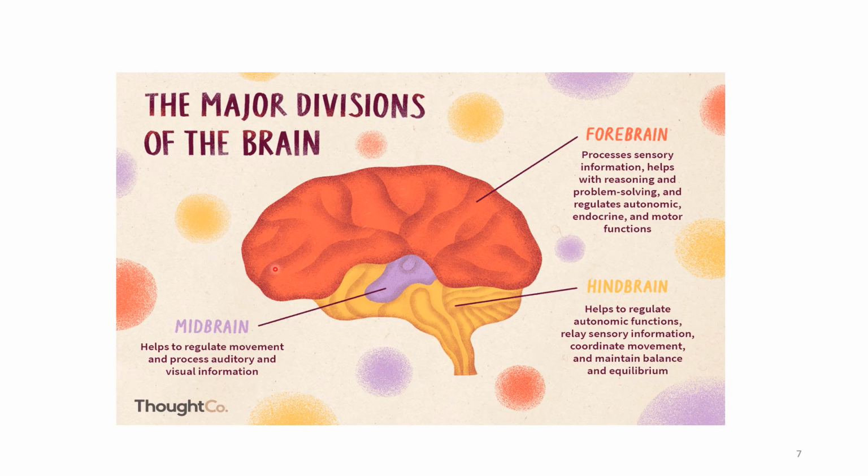So this is a diagrammatic representation of the major divisions of the brain. It is divided into forebrain, midbrain and hindbrain. The forebrain processes sensory information, helps with reasoning and problem solving, and regulates autonomic, endocrine and motor functions. The midbrain helps to regulate movement and processes auditory and visual information. The hindbrain helps to regulate autonomic functions, relay sensory information, coordinate movement and maintain balance and equilibrium.